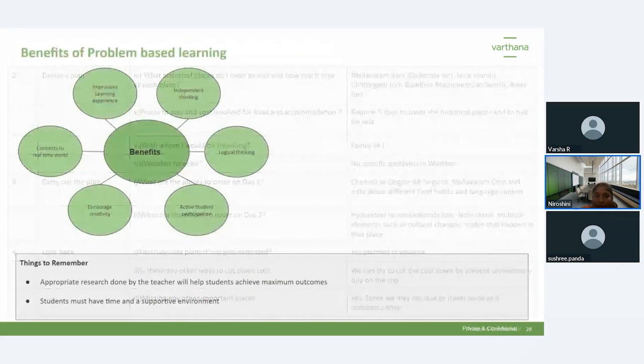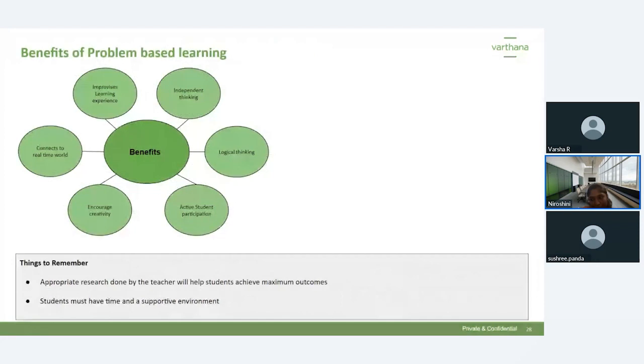Let's look at the benefits of this problem based learning. There are a couple of benefits here, which would be independent thinking and logical thinking, because they come up with their own thought process and their own learning model. So it will automatically increase critical thinking, and almost all the students would be participating in one particular group. They will be responsible for making the plans and discussing them with their partners.